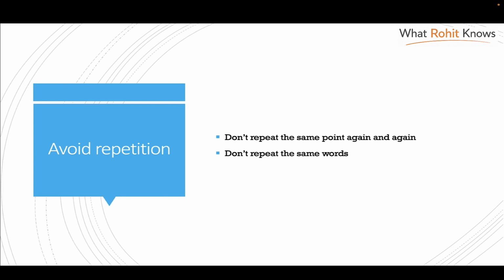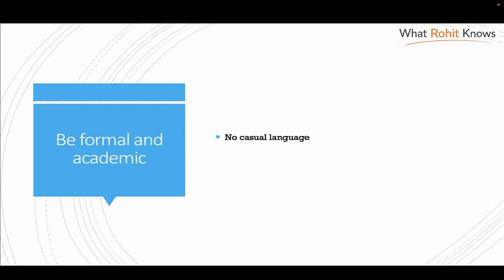And also, when you're writing, plan your essays in advance. Before you fully start writing, the first 2-3 minutes, give it to planning. This is what I'm going to write in the first main paragraph. These are the points I'm going to cover in the next paragraph. That way, you won't be repeating the same things again and again. You won't be jumping here and there. So there should be a clear flow. Be formal and academic. Don't use any casual language. Include academic references.